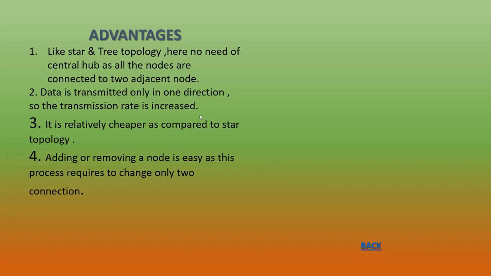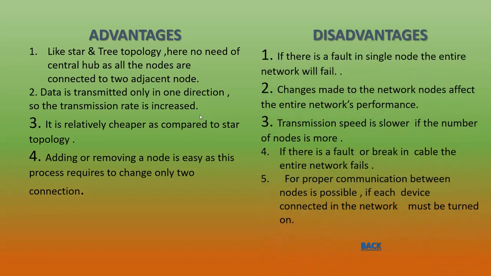Now we can see what are the disadvantages of ring topology. If there is a fault in a single node, the entire network will fail. If any one of the nodes is not working, then it cannot transmit the message to the next node. So in that case, the entire network will fail. Changes made to a network node affect the entire network. If you want to change any one of the devices connected in the ring topology, then that will affect the entire network.